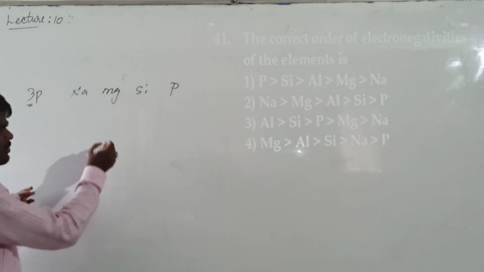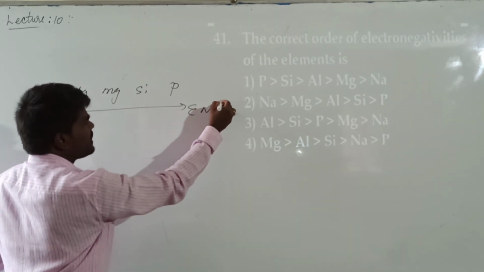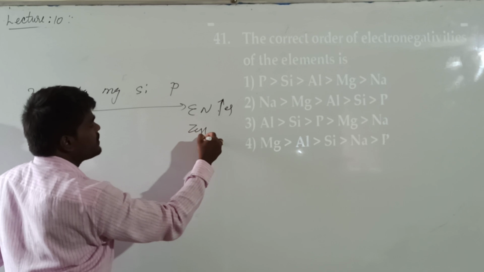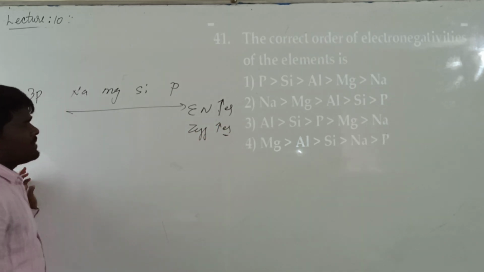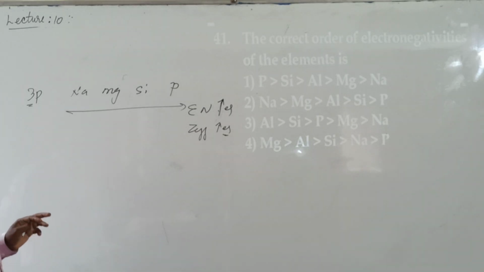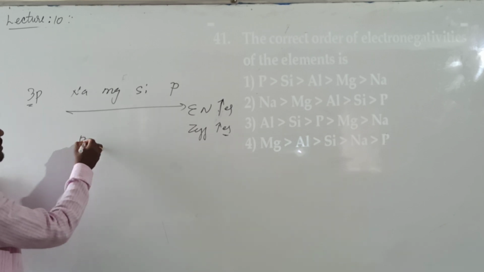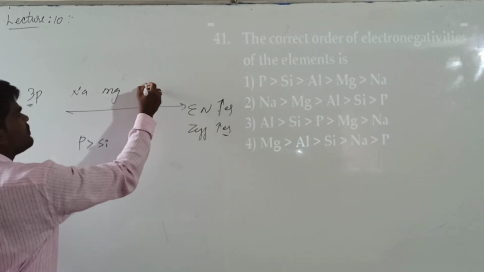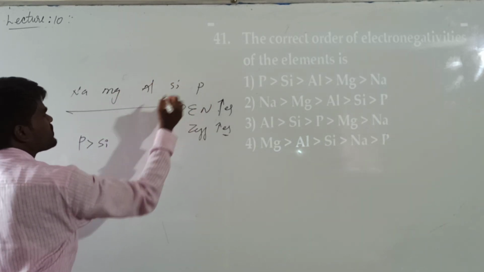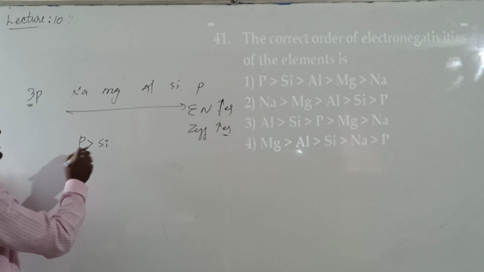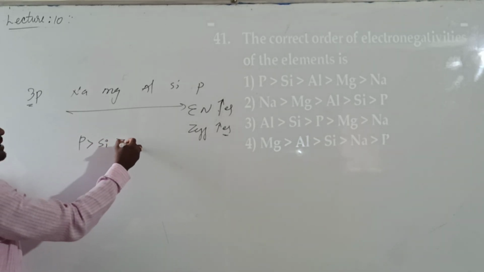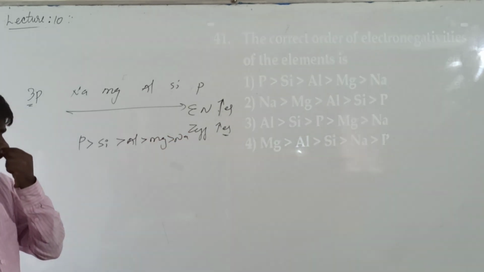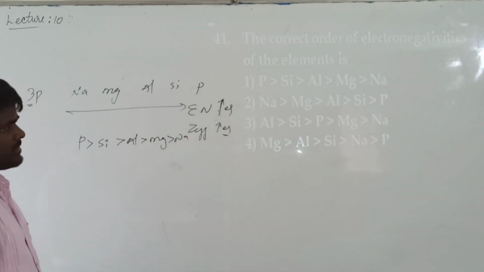Then what happens when you move left to right in the periodic table? Electronegativity increases. Why? Because the effective nuclear charge (Z effect) increases. So what should be the order? In decreasing order, it should be phosphorus, silicon, aluminum, magnesium, and sodium. This is the decreasing order. If he is asking for increasing order, the reverse will be the increasing order.